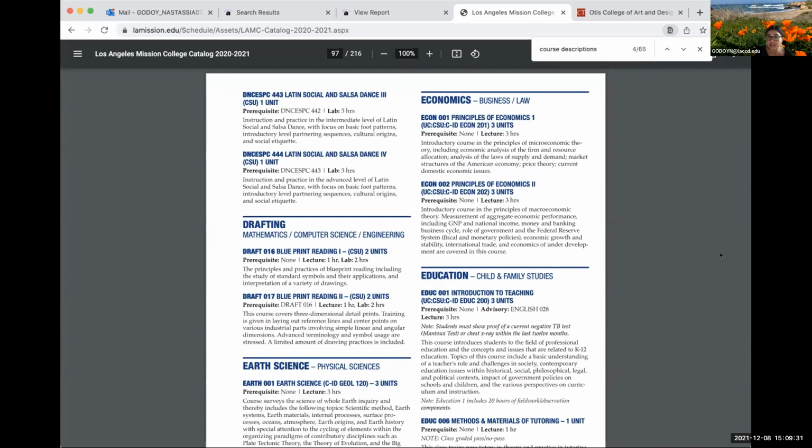Does it have a prerequisite? No. So I'm going to write none. Econ 2 I also need to take. Is there a prerequisite? No. So that means I could take Econ 2 before I took Econ 1 if I wanted to. They're not prerequisites for each other.